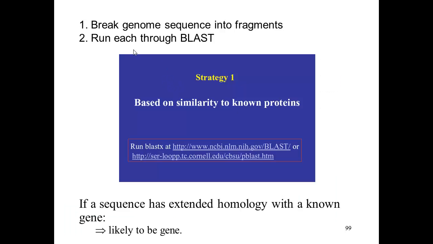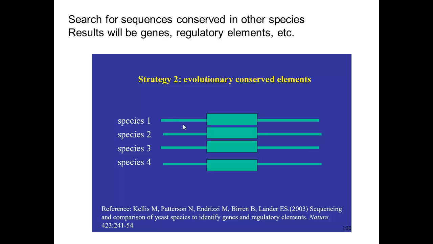The first thing you do is break down your sequence into fragments. Each of those will be run through BLAST. Anything that has homology, or that matches over a relatively large number of base pairs, if it has homology with a gene, it is likely to be a gene. You can also look for DNA regions which are conserved in multiple species. This most often identifies exons, but will also identify important controlling regulatory elements in promoters. And so if you observe this pattern of matching, you've probably identified a gene.